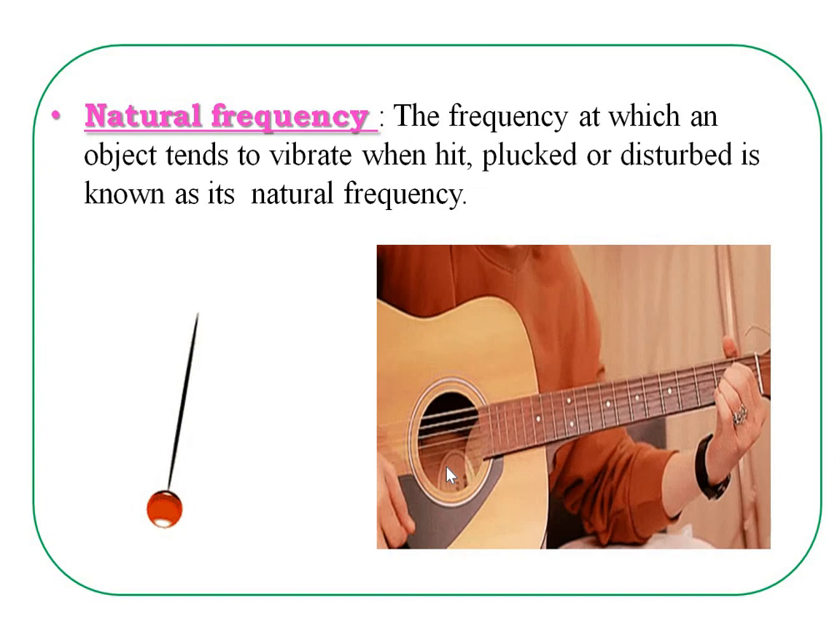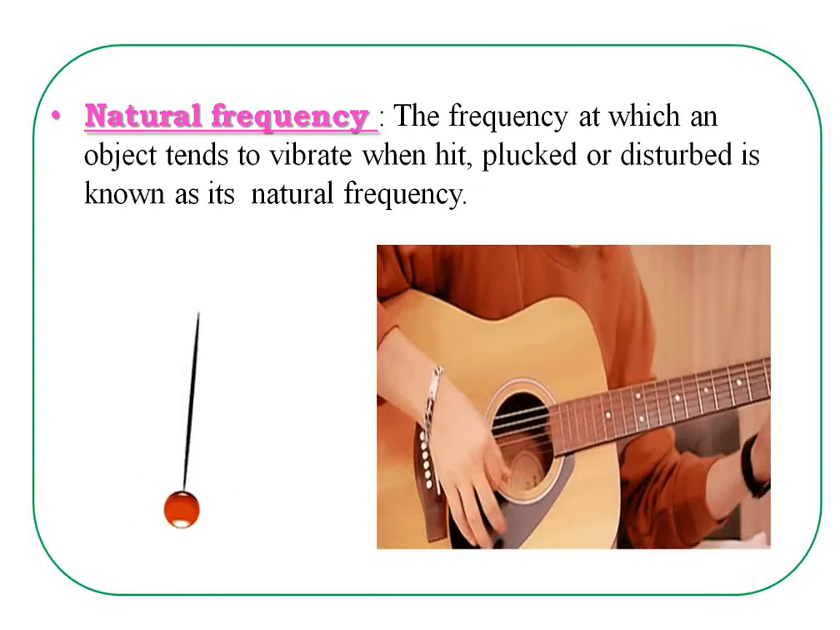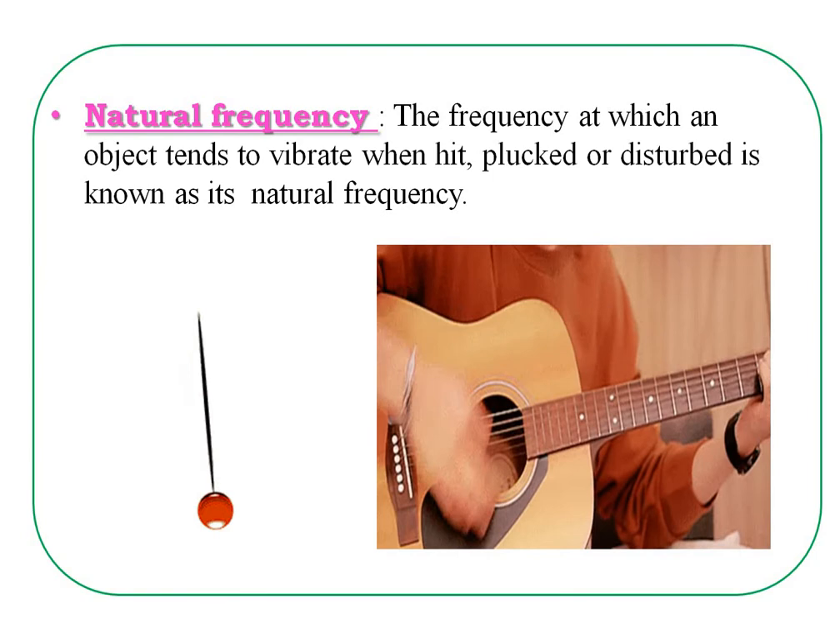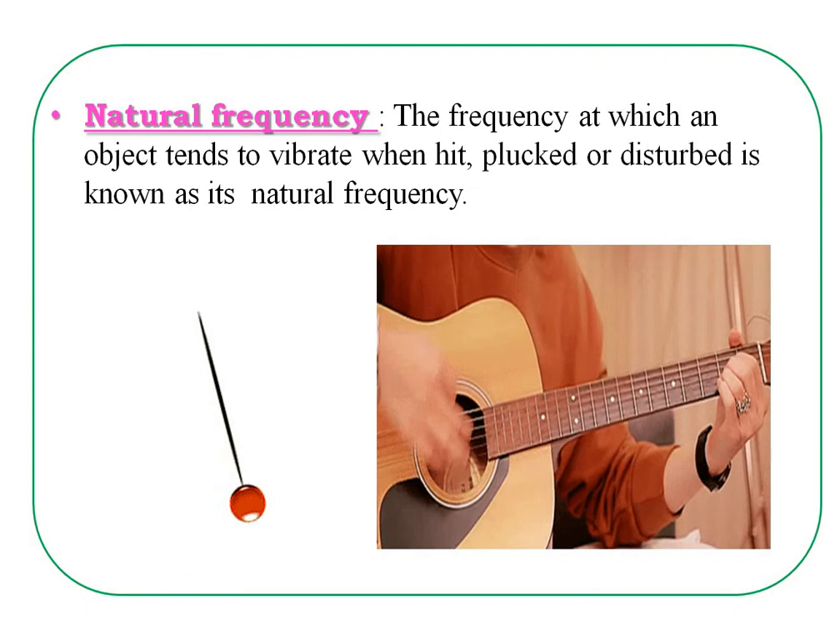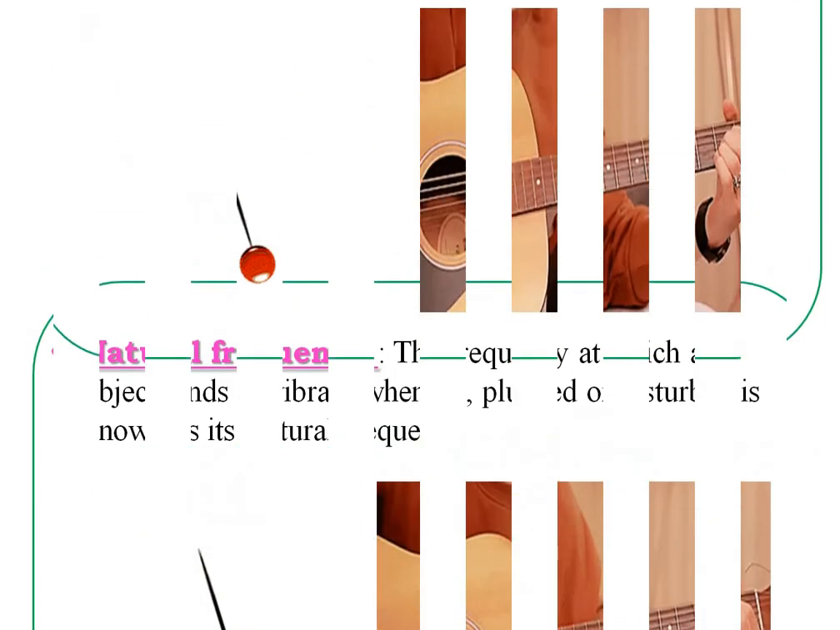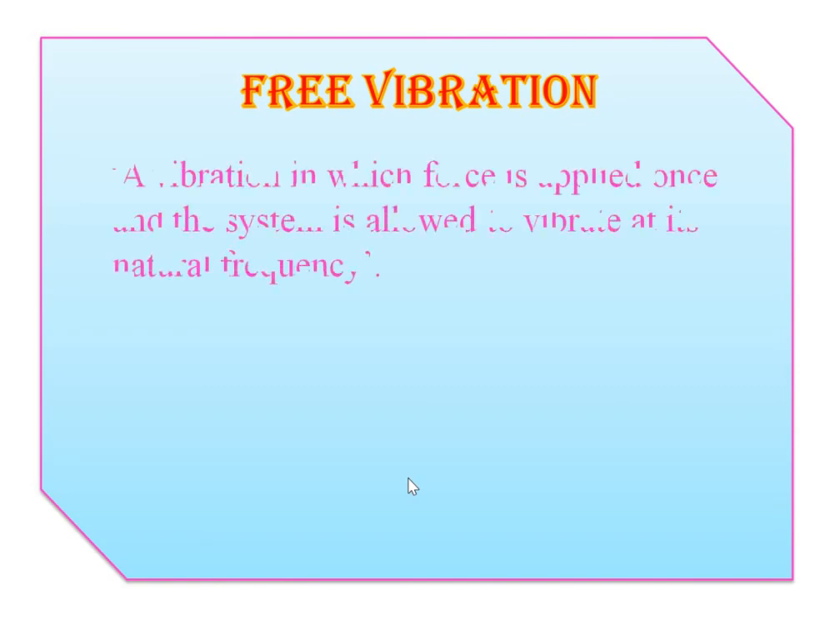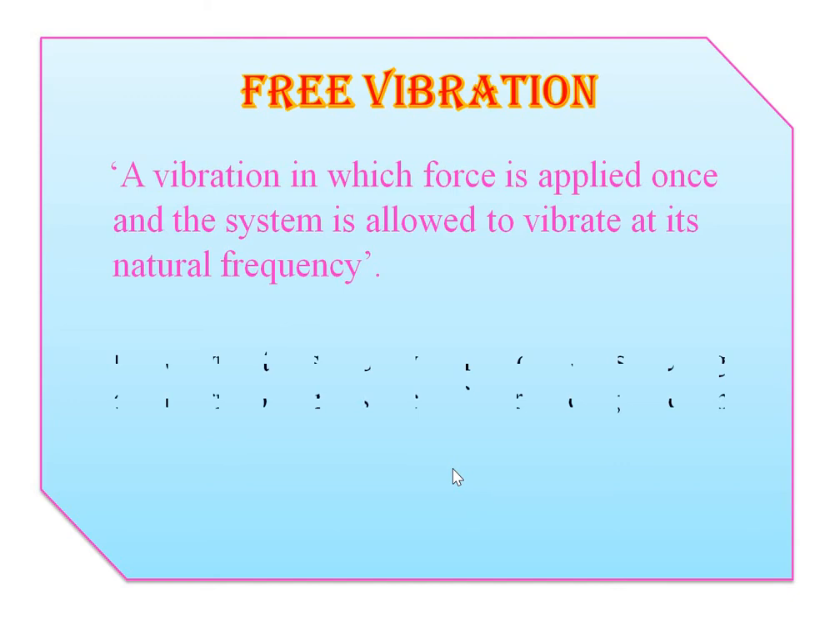Similarly, see one more image. When the string of a guitar is plucked at some point, it performs free vibration with its natural frequency. So from this we discuss the new point, which is free vibration. Let's see the definition of free vibration. A vibration in which force is applied once and the system is allowed to vibrate at its natural frequency. In free vibration, natural frequency is considered.